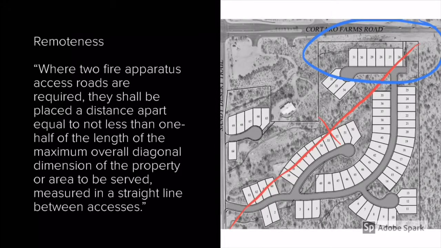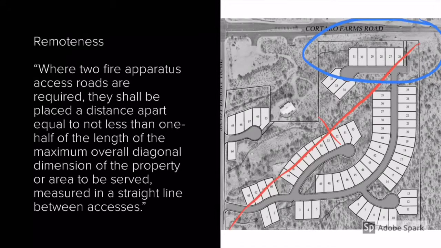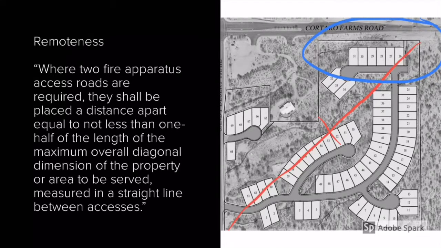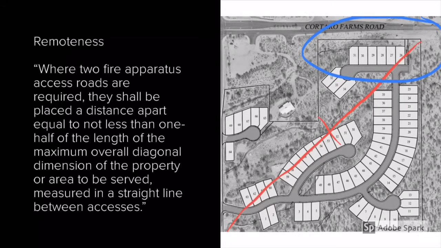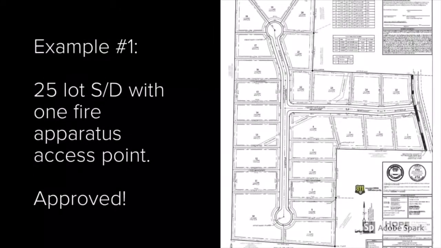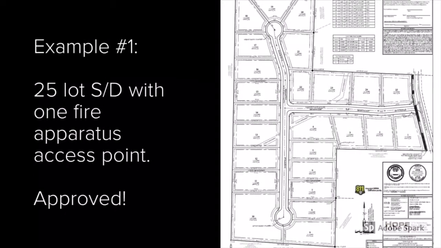As mentioned earlier, if there are over 30 dwelling units in a subdivision, 2 approved fire apparatus access roads are required. And they must meet the remoteness requirement of half the diagonal of the subdivision, as shown on the right. So I've drawn a red line with a mark in the middle that shows my halfway point. That is the distance apart that those 2 access roads have to be. So for this subdivision, I would be looking for that second access road to be in that area in blue.